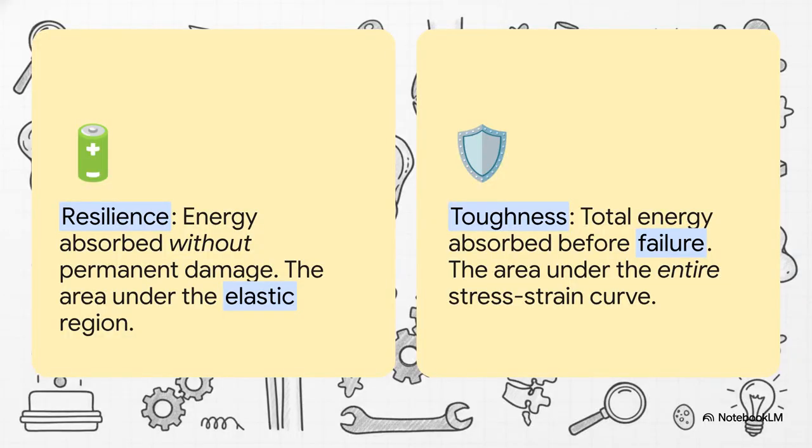Now let's talk about energy, because this is really cool. The area underneath our stress-strain curve actually represents the energy the material absorbs. So resilience is just the area under that initial straight elastic part. Think of it as the bounce-back energy, the energy you can store and then get back. Toughness, though, toughness is the total area under the entire curve, right up until it breaks. It's the total amount of energy a material can soak up before it fractures. And this is a key point.